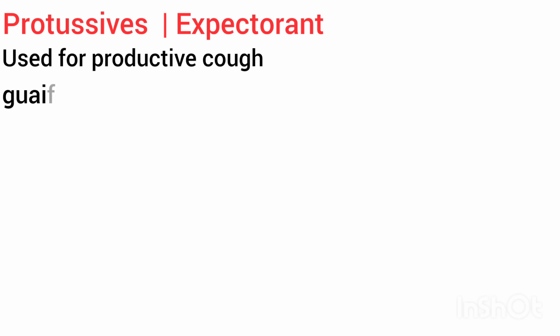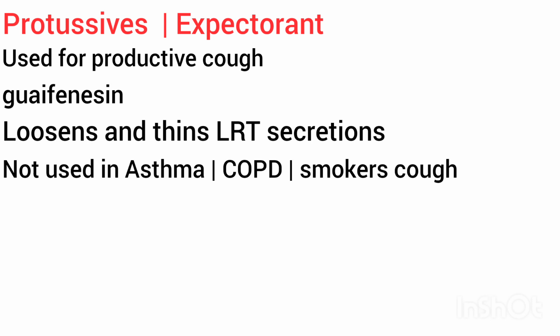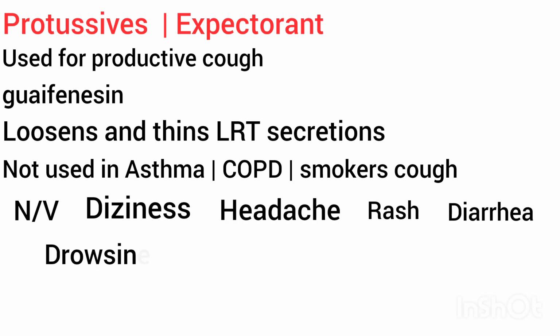Now for the protussives, which are called expectorants and are used for productive coughs. Guaifenesin is the only FDA-approved expectorant, and it's indicated for symptomatic relief of acute productive coughs. It loosens and thins lower respiratory tract secretions, making minimally productive coughs more productive. However, few data support its efficacy, especially at non-prescription dosages. In addition, it's not indicated for lower respiratory tract diseases such as asthma and COPD, or even smoker's cough. Side effects may include nausea, vomiting, dizziness, headache, rash, diarrhea, drowsiness, and stomach pain.